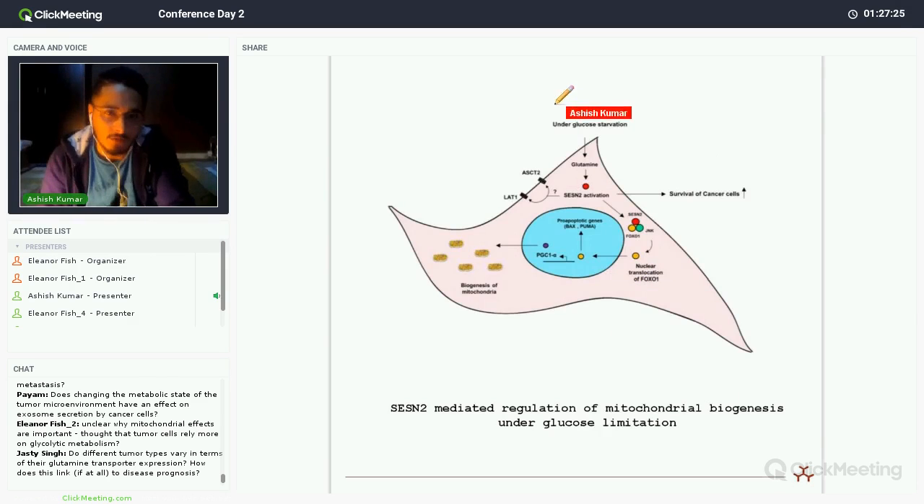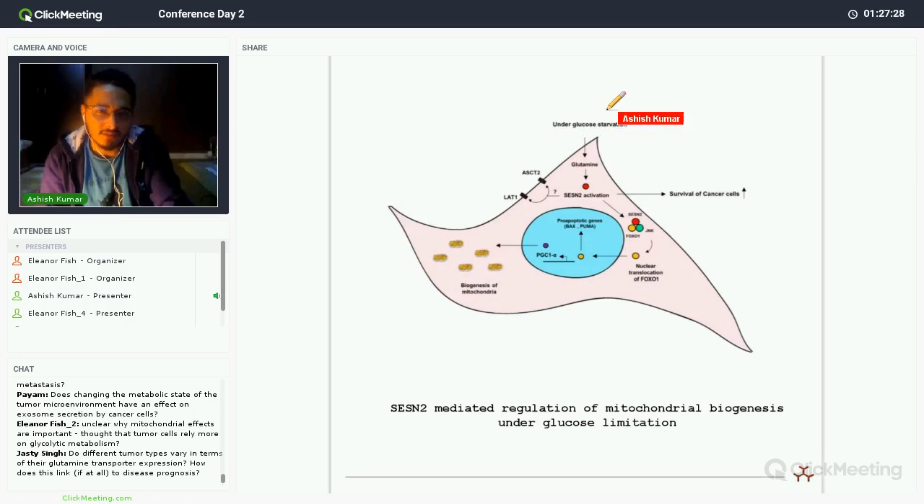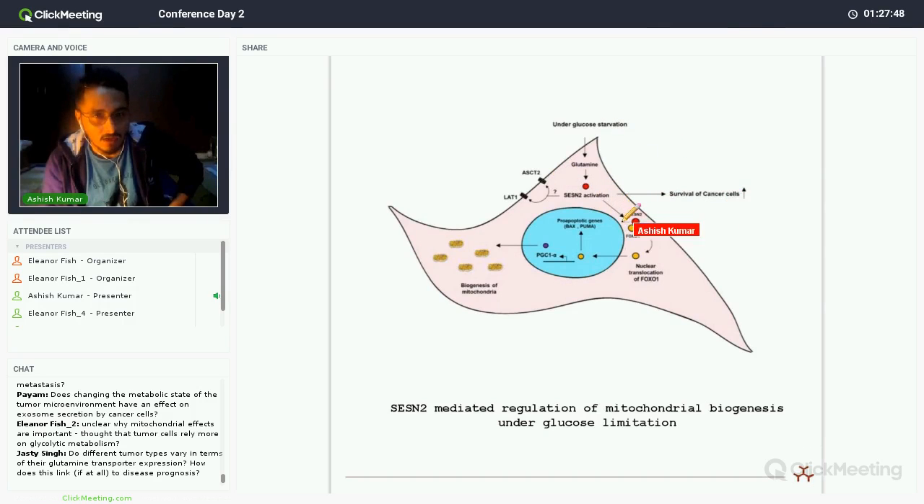So with this, I would like to conclude my results: under glucose starvation, when glutamine comes in, Sestrin2 gets activated, which influences LAT1 and ASCT2 by an unknown pathway, and Sestrin2 activation can result in survival of cancer cells. Sestrin2 activation under these conditions forms a complex with JNK and FOXO1, thus resulting in nuclear translocation of FOXO1, which transactivates PGC1 alpha and results in more biogenesis of mitochondria.